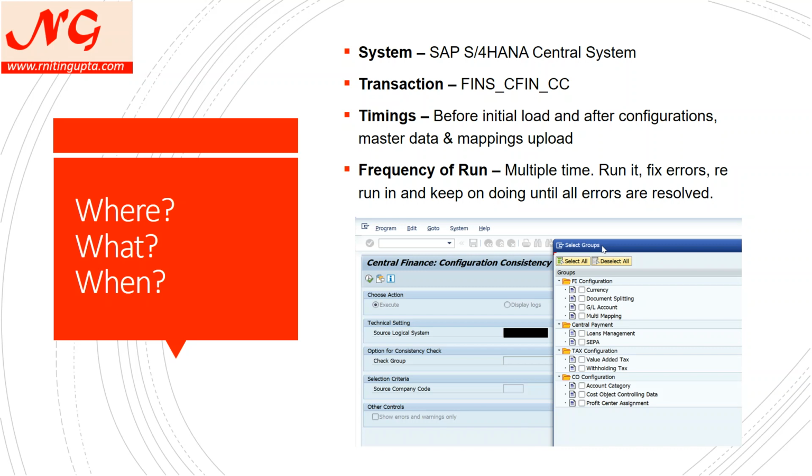When you click on check group, you get all the options which you see on the screenshot. Select group. The system checks and compares the source system and the CFIN system by company code. This is evident. Now let's understand what is under company code. The first is currency.